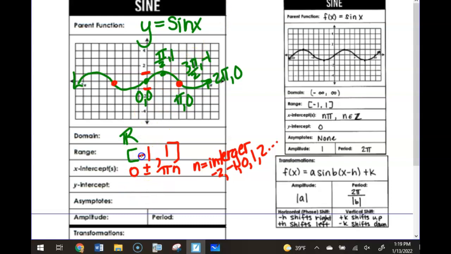All right, where does it cross the y, guys? It only crosses the y once at (0, 0). It has no asymptotes. The amplitude is 1. It goes above and below the midline by 1, and it took an entire length of 2 pi to finish.